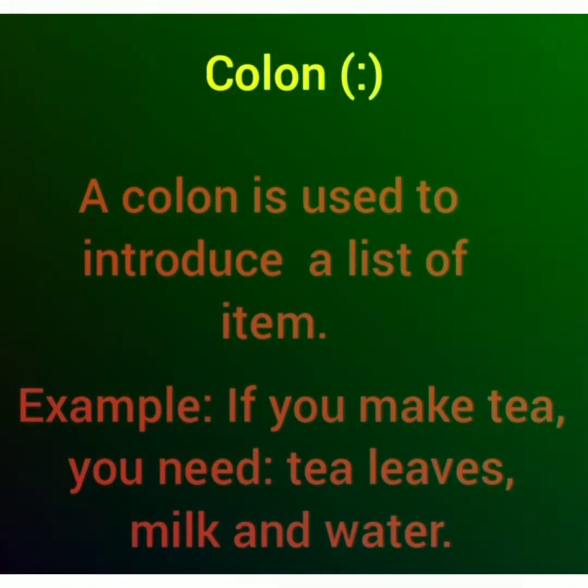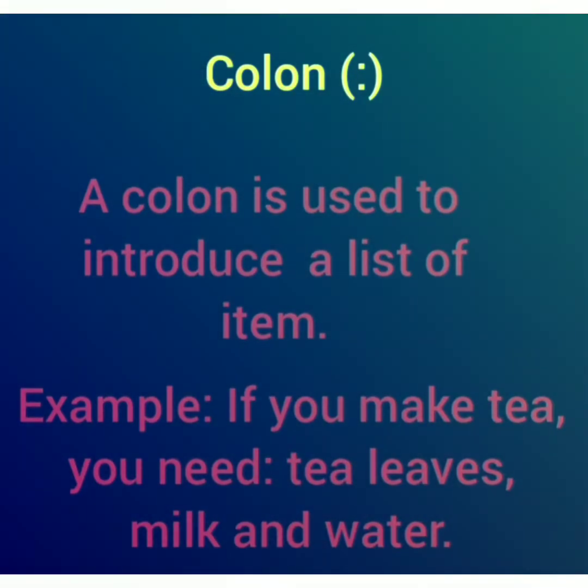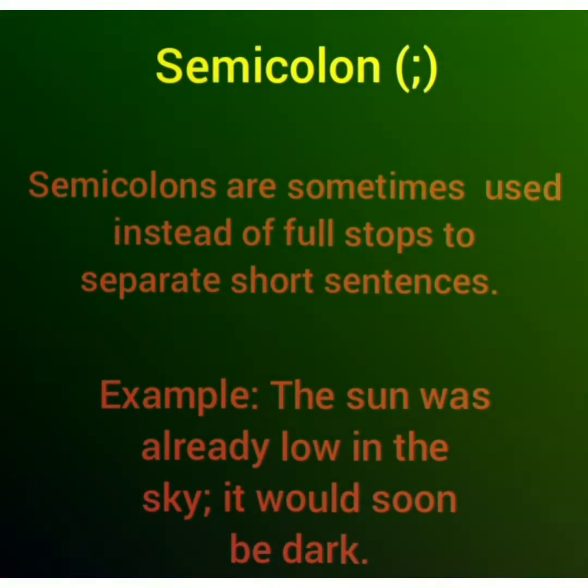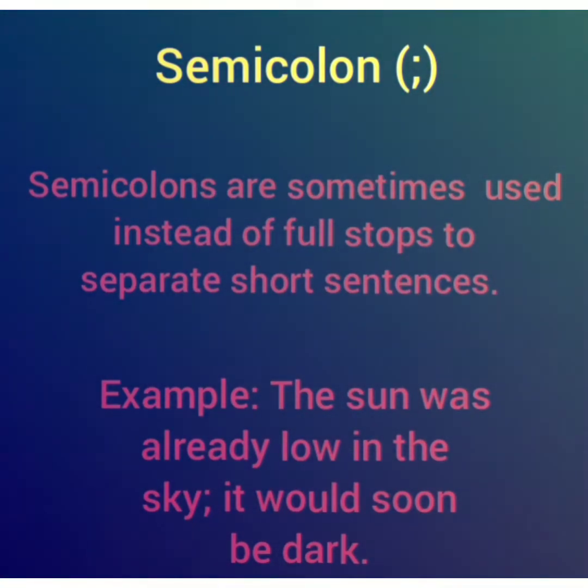Colon. A colon is used to introduce a list of items. For example, if you make tea, you need tea leaves, milk, and water. Semicolon. Semicolons are sometimes used instead of full stops to separate short sentences. For example, the sun was already low in the sky; it would soon be dark.